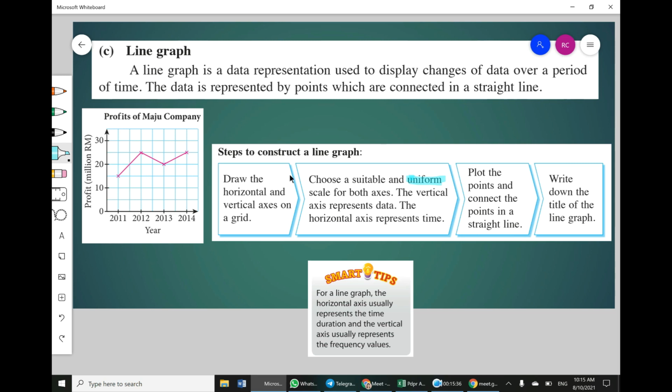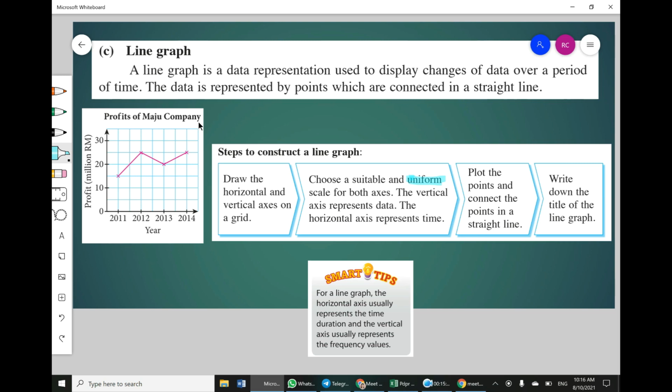Okay, let us look at the next step. So after you plot the point and connect it, the last one, write down the title of the line graph. So as always, as you have done your pie chart and also your bar graph, you write down the title, right? So what is the title over here?